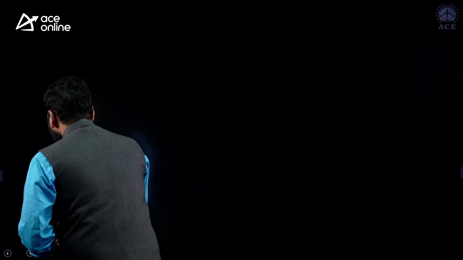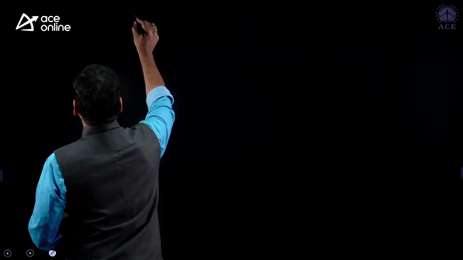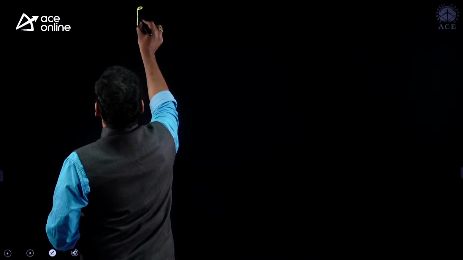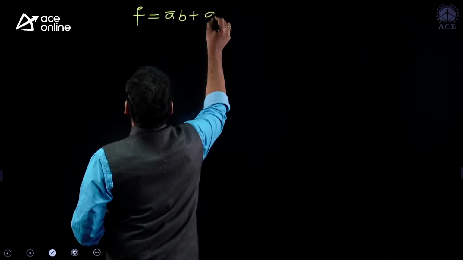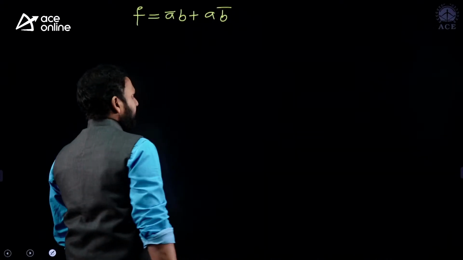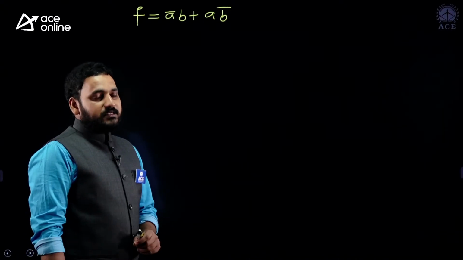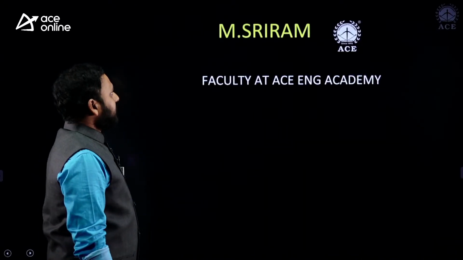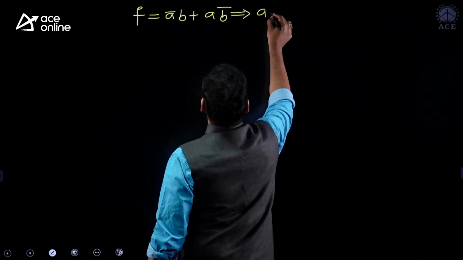Before giving you the question, I'd like to give you some basic information about XOR and XNOR operation of two variable function. F is equal to A bar B plus A B bar. By looking at this expression, you can understand that it is an XOR gate Boolean expression, which is obtained by an exclusive OR gate. I can write it as A XOR B.